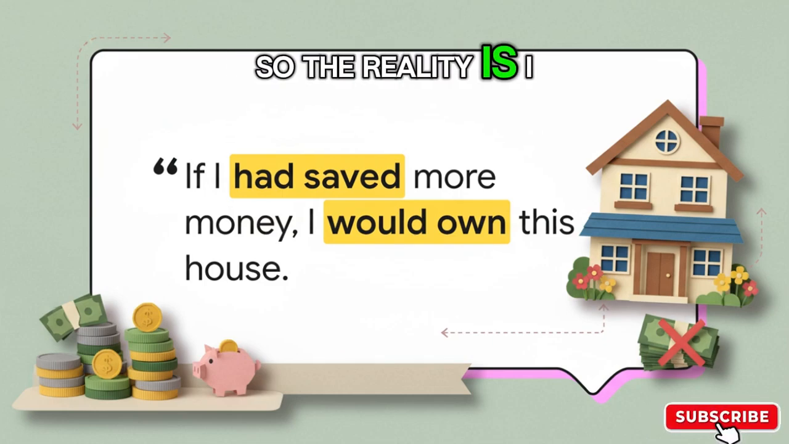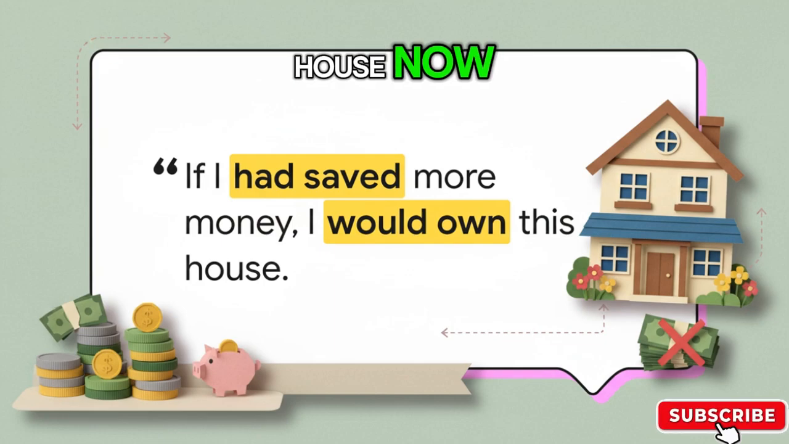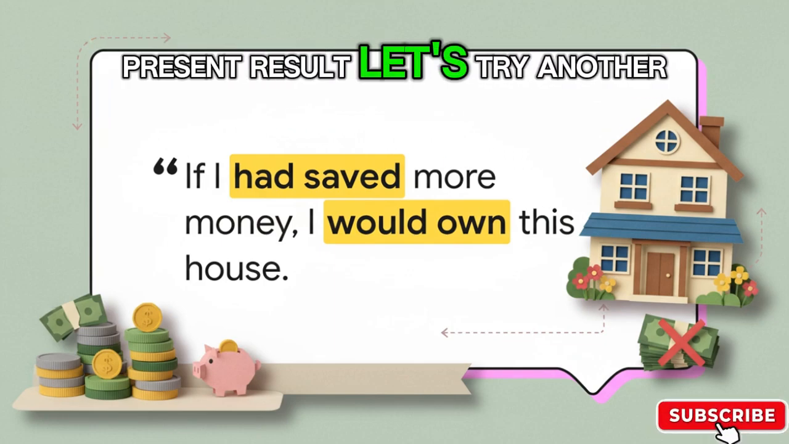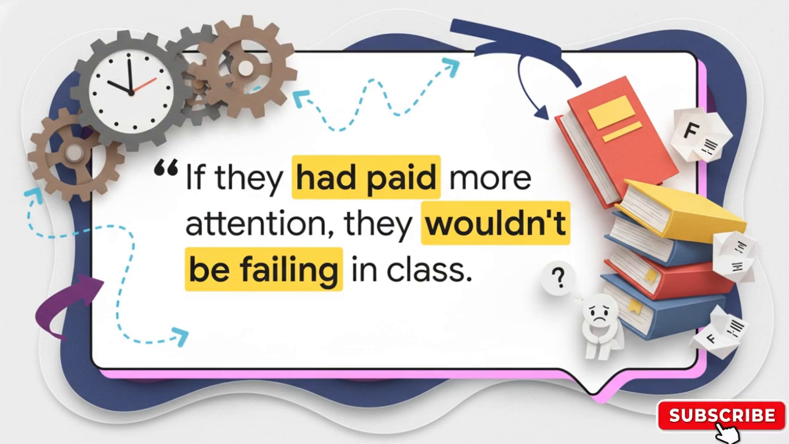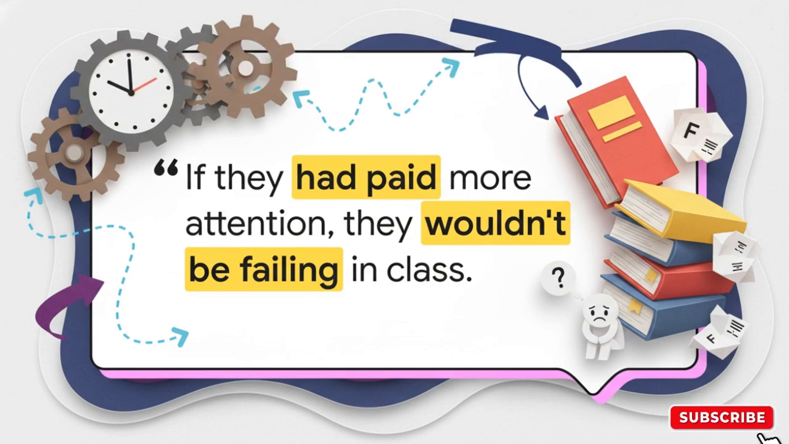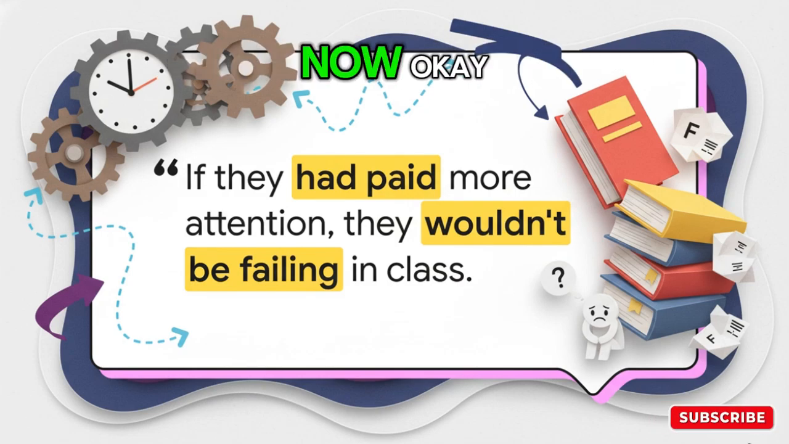So the reality is, I didn't save money back then, so I don't own this house now. See that bridge? Past action, present result. Let's try another one. Not paying attention was the action in the past. The result, which is happening right now, is that they're failing. Again, we're linking a past mistake to what's happening right now.